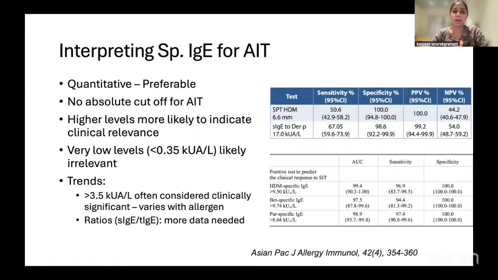There is again no absolute cutoff for specific IgE based on which we can choose allergen-specific immunotherapy. It's just that the higher the levels of specific IgE, the higher the clinical relevance generally is. In the same study that we discussed earlier, the patient was made to undergo a specific IgE for house dust mite, which turned out to be 17. The specificity here has decreased to 98. So that just means that it is only giving a clinical relevance, and the specificity is not as high in comparison to skin prick testing.